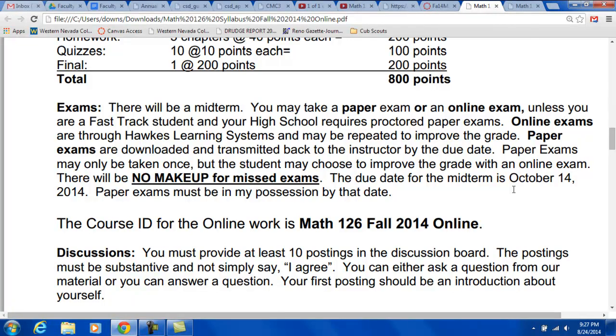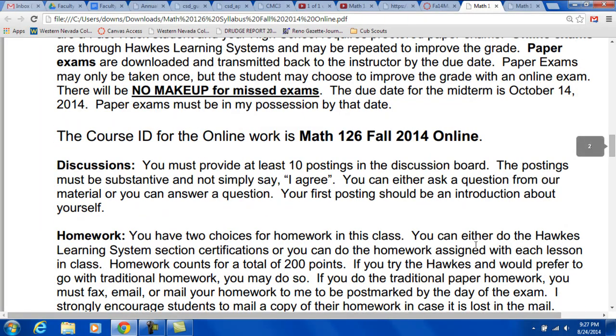Paper exams must be in my possession by that date, and I really want those loaded up in Canvas. If you do a paper exam, I want it scanned as a PDF, one file in Canvas is my preference. If someone emails me 10 pages, it's a lot more work for me and doesn't put me in a good mood. Okay, the course ID for the online work is Math 126 Fall 2014 online, and that's going to be in Hawks. There are instructions in Canvas on how to get to the Hawks stuff, but pretty much you're going to install software on your machine and use the access code.